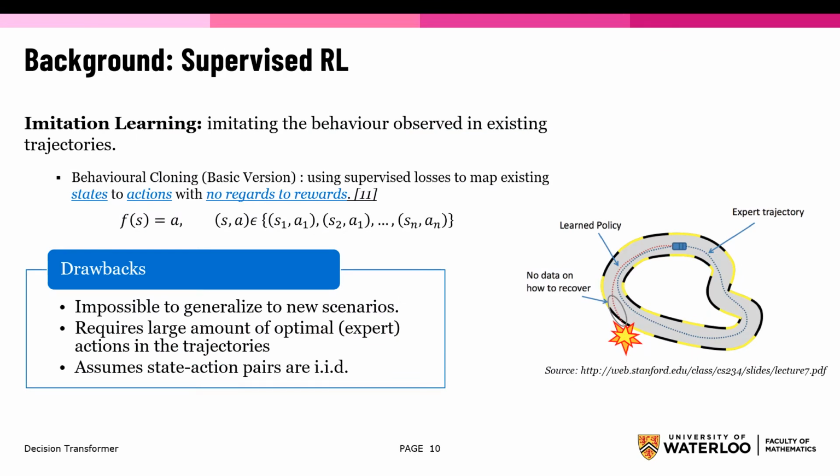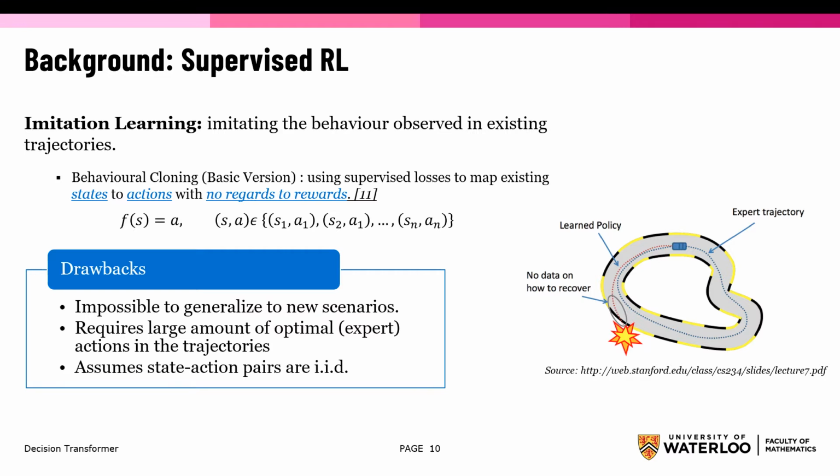Another different domain of RL is called supervised RL. In these methods, we allow the agents to train using supervised losses. One way to do that is by imitation learning. In these methods, we try to imitate the behavior that was observed in existing trajectories shown to the agent. And a basic version to do that is called behavioral cloning. These methods assume that we have a function f that maps the states to actions with no regard to rewards whatsoever, by using supervised losses, of course.